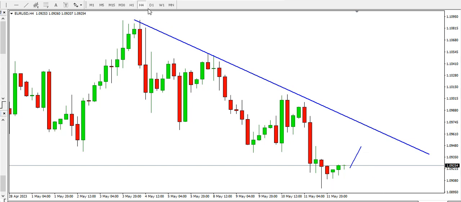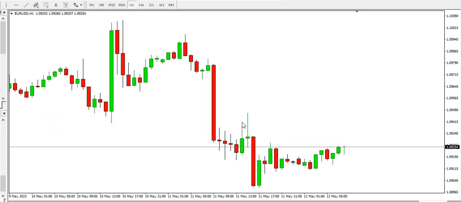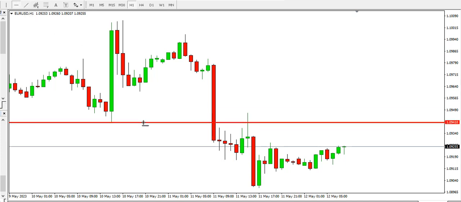Let's look at the 1 hour time frame. What do we have on the 1 hour time frame? You can see this particular candle that broke this structure around here. We have a retest, then we can see price dropping.